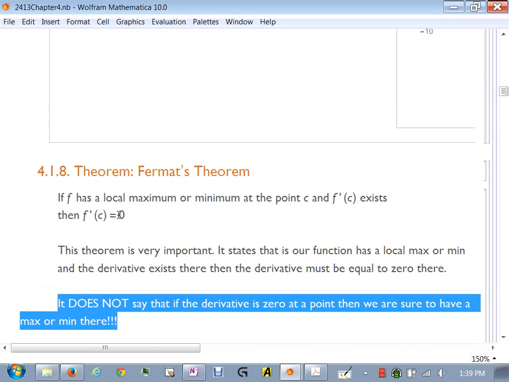It says, if you have a local maximum or minimum and the derivative exists, then it has to be 0. It does not say if the derivative is 0, then you have a local max or min. Totally different concepts. Do you understand that?